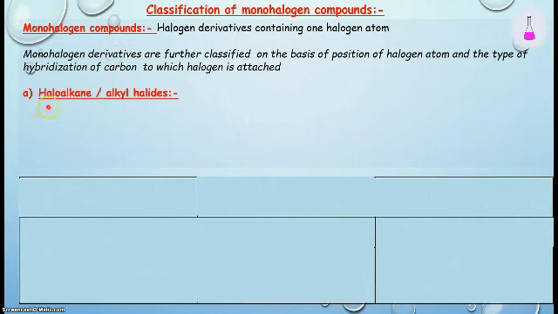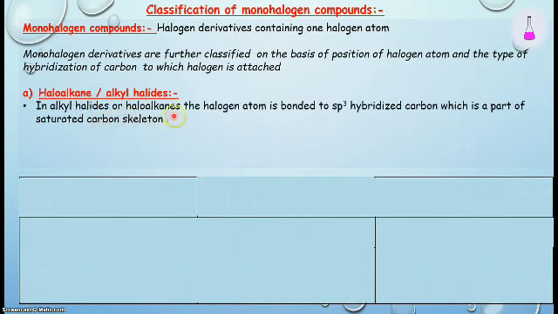So here is the first type of monohalogen compound, haloalkane or alkyl halide. In this alkyl halide or haloalkane, the halogen atom is bonded to an sp3 hybridized carbon, which is part of a saturated carbon skeleton. What is this sp3 hybridized carbon? In the 11th standard, you have learned about hybridization and types of hybridization in detail. But an sp3 hybridized carbon is a carbon which is bonded to 4 atoms by sigma bonds with no lone pair of electrons. We will discuss this part again during the examples.